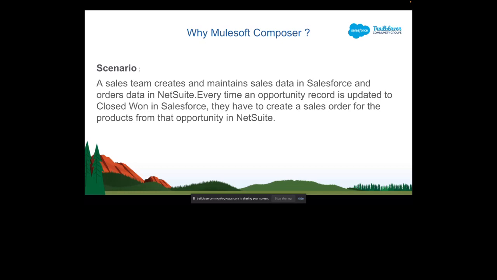So currently, a sales team creates and maintains sales data in Salesforce and orders data in NetSuite. Every time an opportunity record is updated to closed won in Salesforce, they have to create a sales order for the products from that opportunity in NetSuite. And if currently an automation is not there, then each and every time my sales team uses Salesforce, they send the data to my NetSuite via mails.